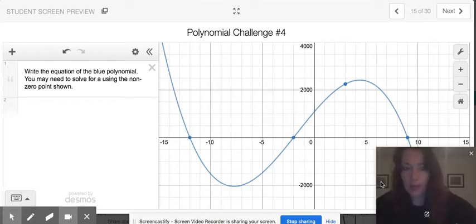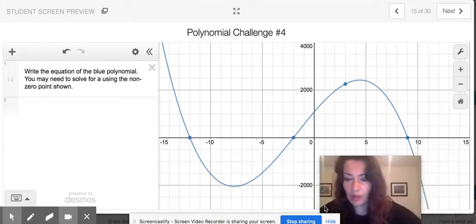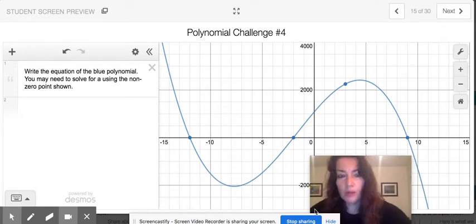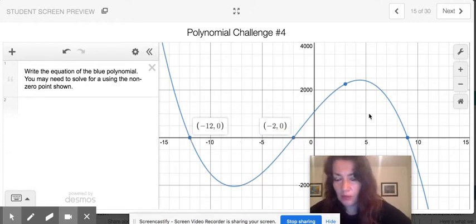We're going to go ahead and try to write the equation of this polynomial, knowing that it goes through the points, if we look here, (-12, 0), (-2, 0), and (9, 0). So let's write the equation using those intercepts.